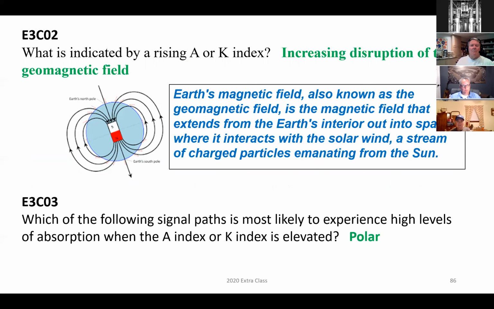E3C02. What is indicated by a rising A or K index? And that indicates increasing disruption of the geomagnetic field. And the geomagnetic field, that's going to be the Earth's magnetic field. It extends from the Earth's interior out into space, where it can interact with the solar wind or a stream of charged particles emanating from the sun.